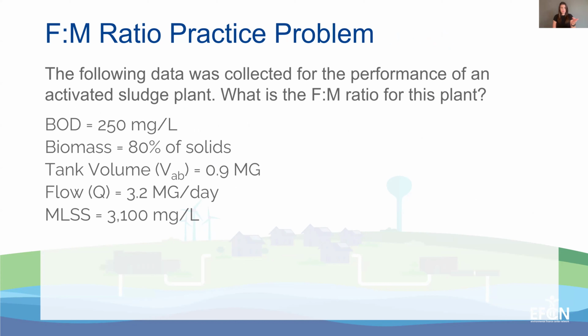So we're given the BOD as 250 milligrams per liter. The biomass is equal to 80% of my solids. My tank volume is equal to 0.9 million gallons. My flow is 3.2 million gallons per day. And my MLSS is 3,100 milligrams per liter.